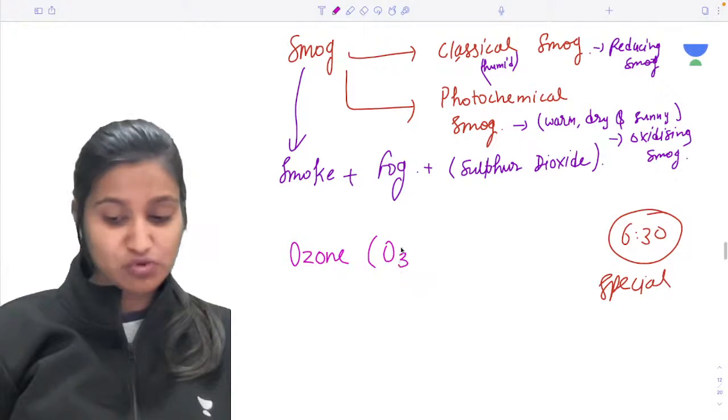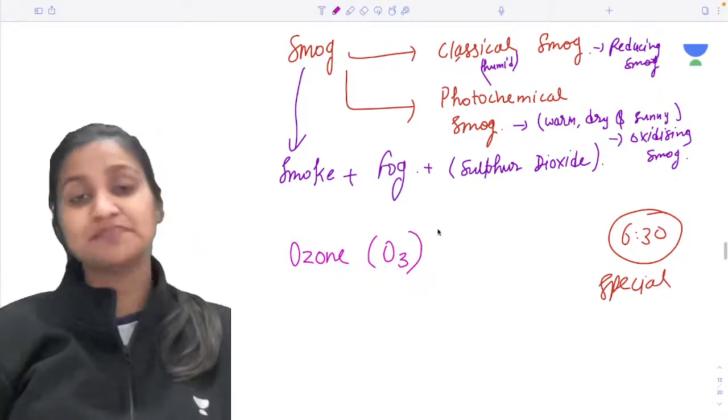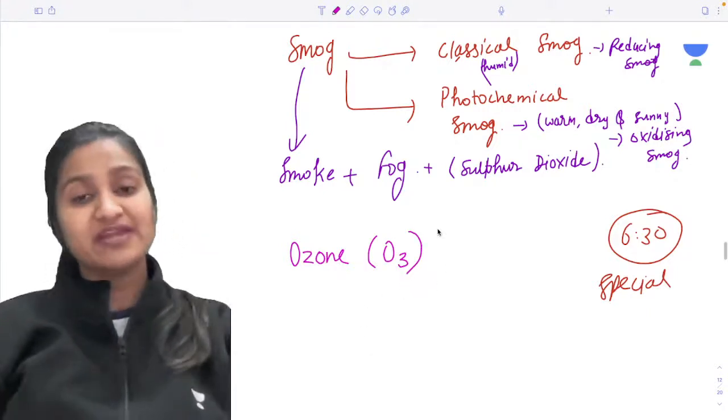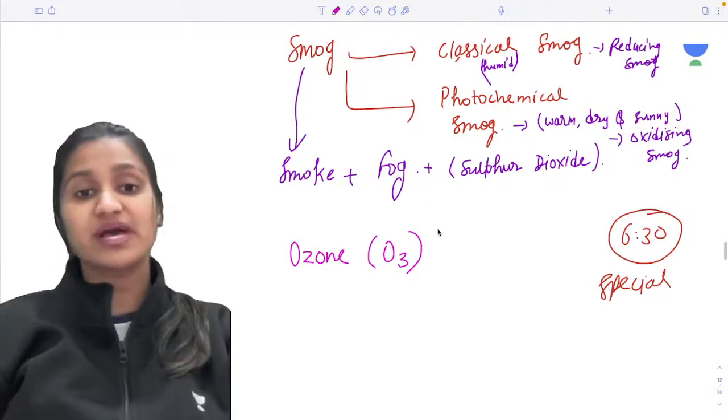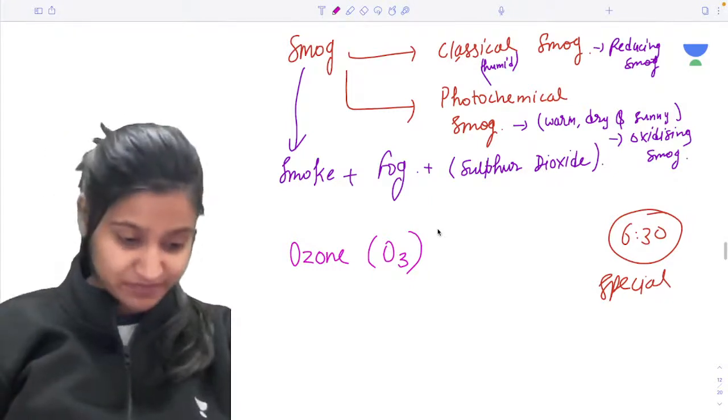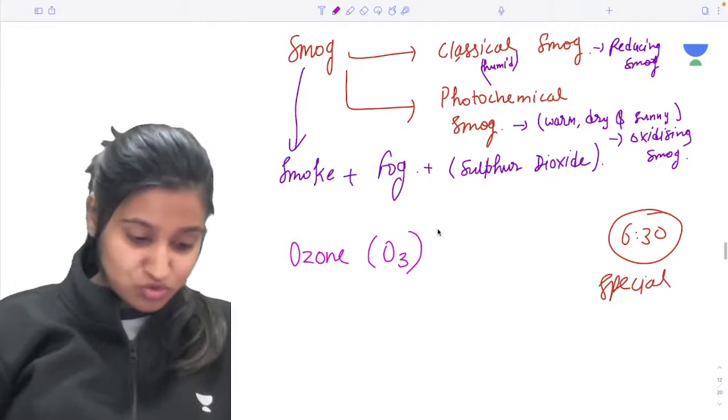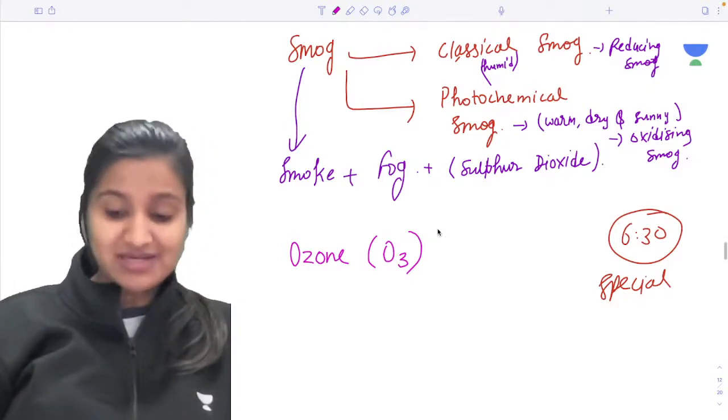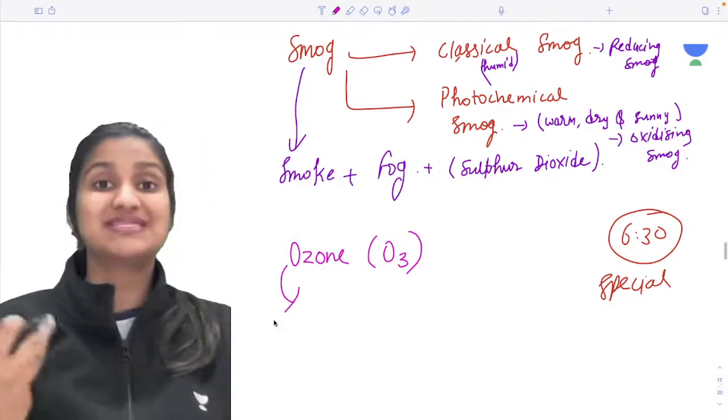Ozone is simply O3, right? And we know that we have an ozone layer, right? And that ozone layer is depleting.